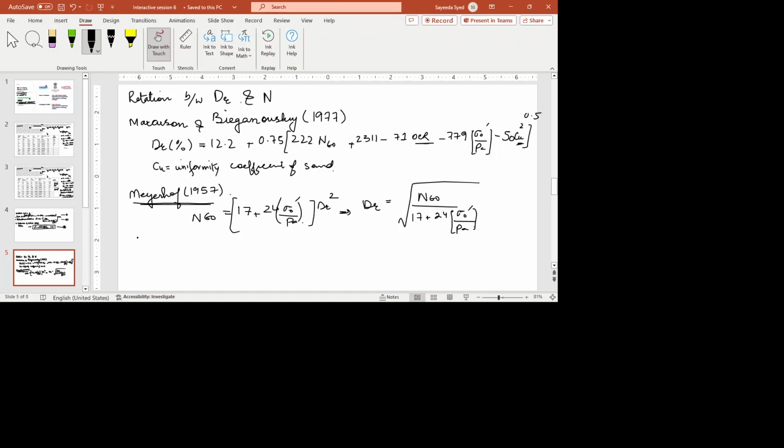There are other relations like Kulhawy and Mayne, and Ishihara. Their relation includes a term for D50, or the grain size correlations. Let us for now stick to this for our question.